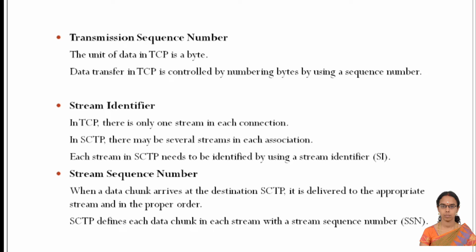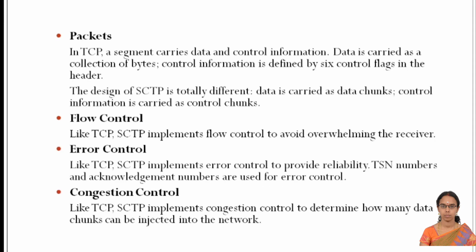When any data chunk arrives at the destination, we need to take the data in proper order to deliver it. At the receiver side, the stream sequence number specifies which stream and, in the stream, which sequence the chunk holds. Both of them are combined together to represent the stream sequence number. So three identifiers are used in order to order the data: the transmission sequence number, the stream identifier, and the stream sequence number.